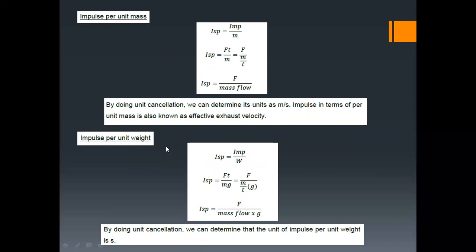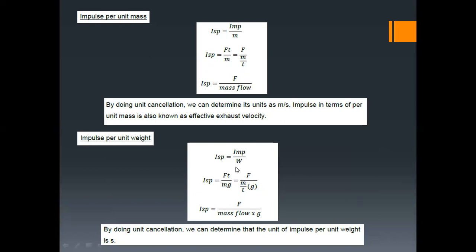And then we have impulse per unit weight. So it's direct lang din. What changed here is weight. We have gravity, because we know that mass is just mass, like kilograms or slugs, while for weight we have Newton or pound force. So our specific impulse is equal to our impulse over weight.